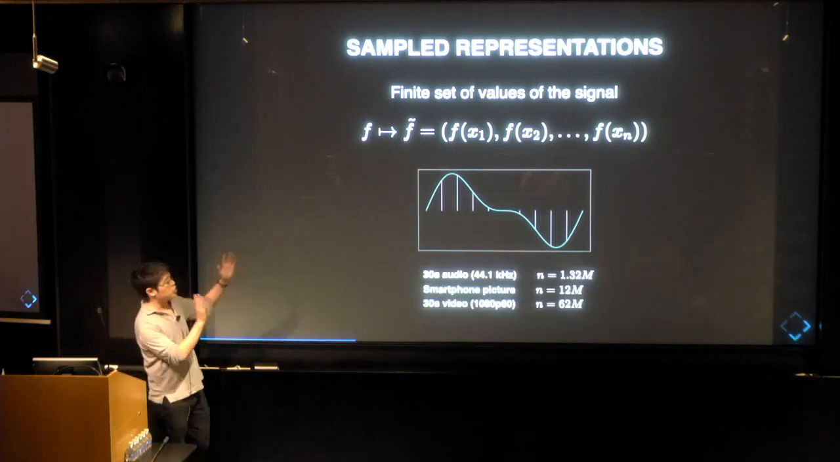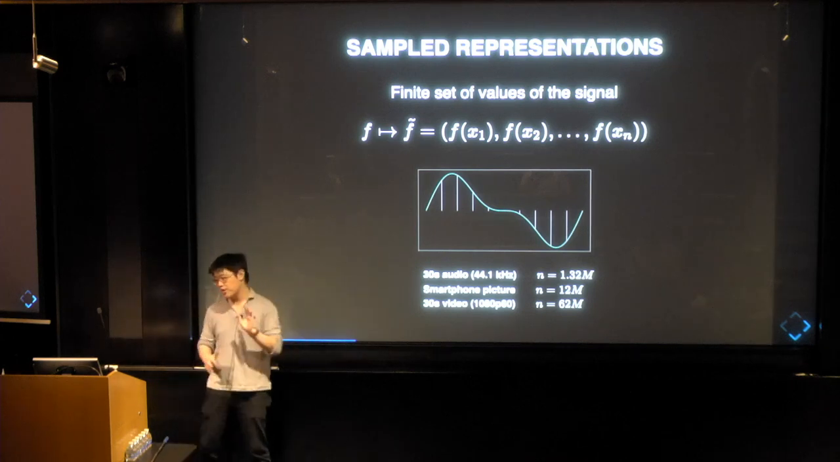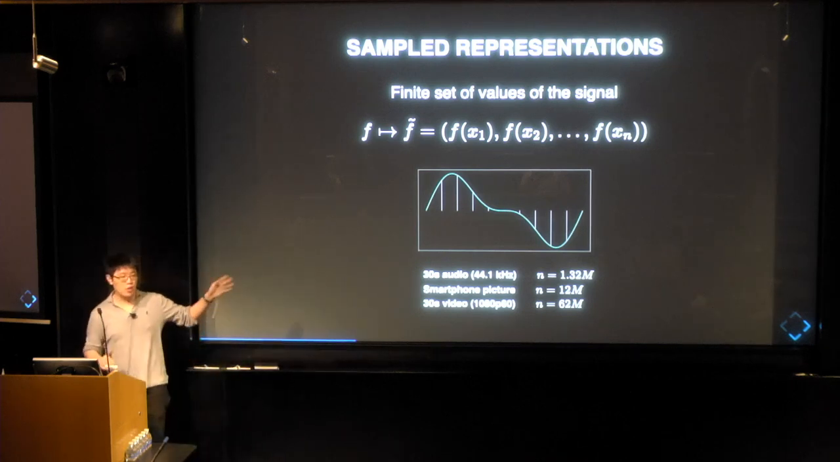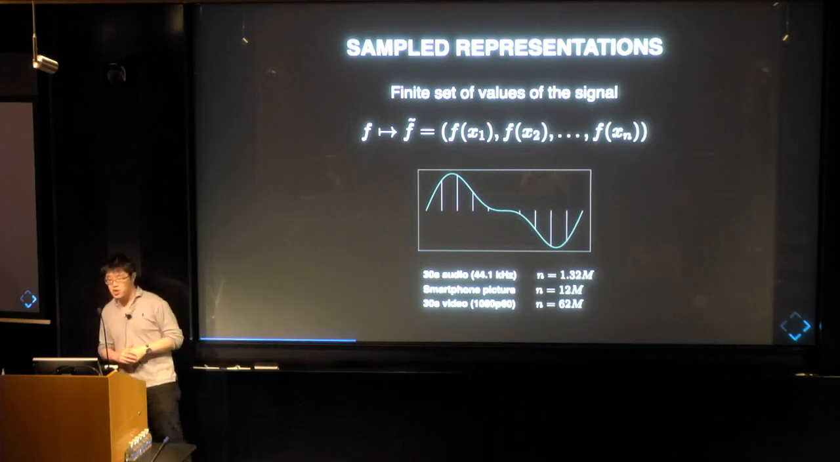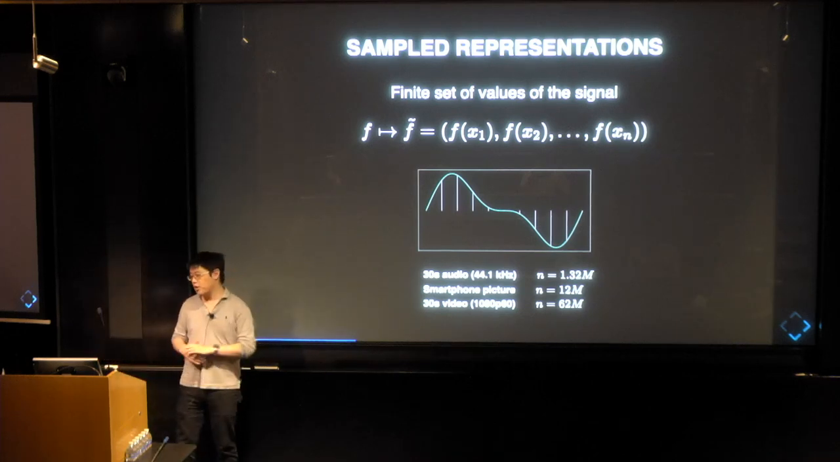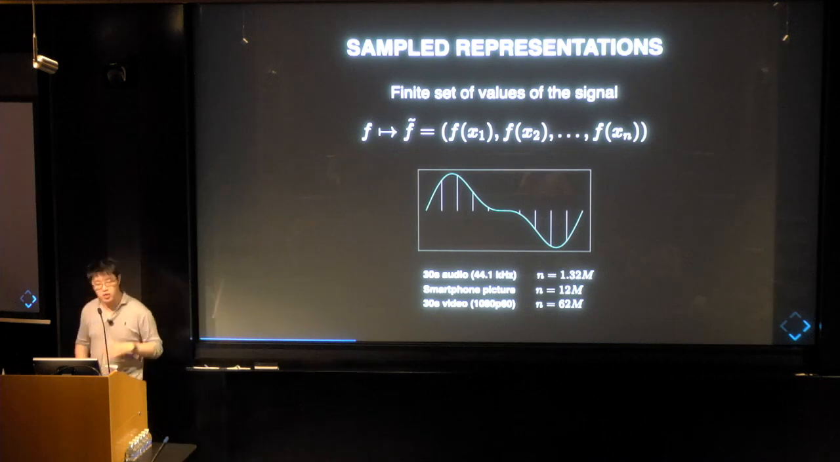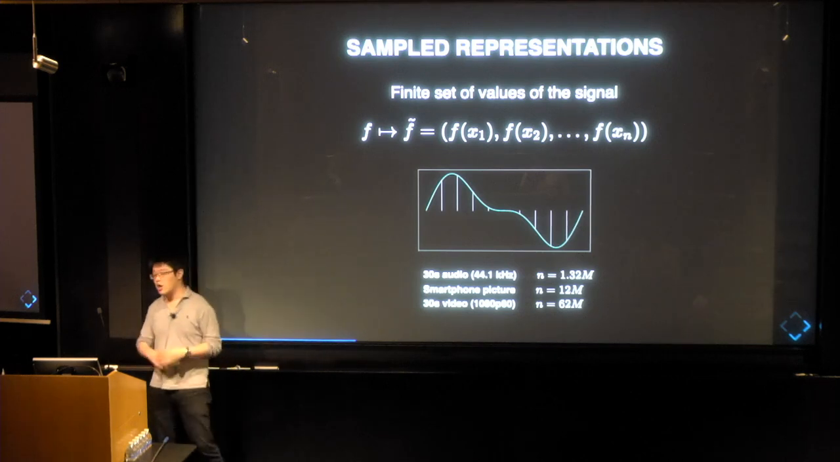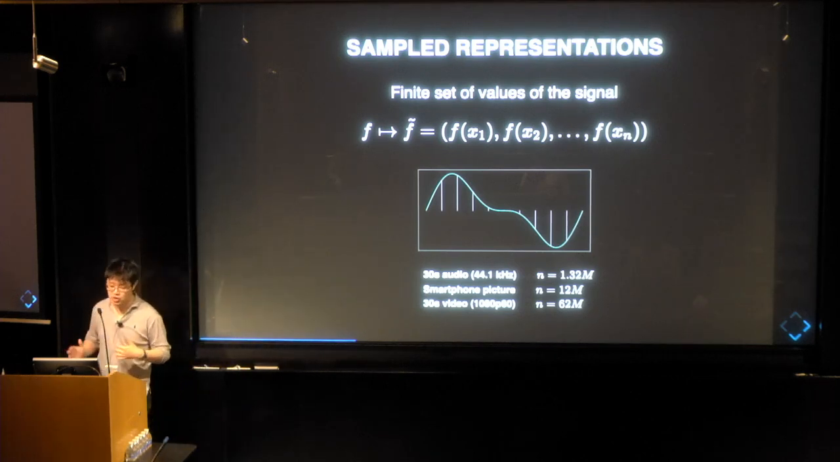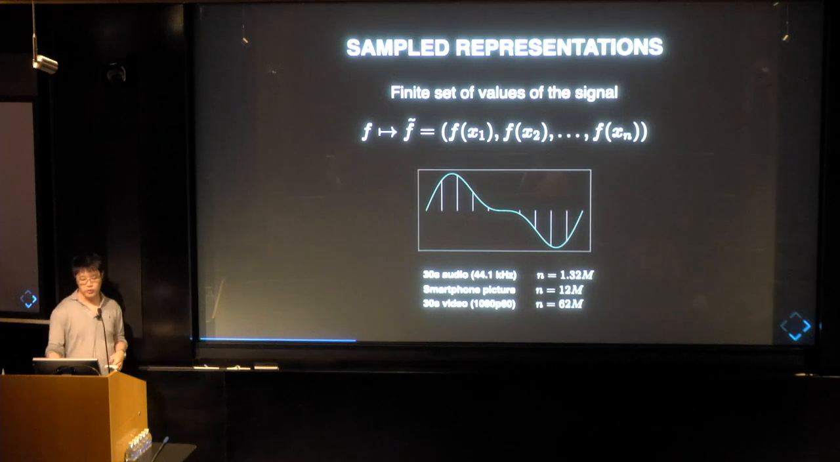And to give you an idea of the numbers we're working with, if you have about 30 seconds of audio, then you might store about 1 million points. If you take a picture with a smartphone, you store maybe 12 million points. And if you take 30 seconds of video at 1080p, 60 frames per second, then you store about 62 million points. So these things can grow very, very quickly, especially if the dimension increases. There's this multiplication across your dimensions, so the number of grid points might grow very quickly.